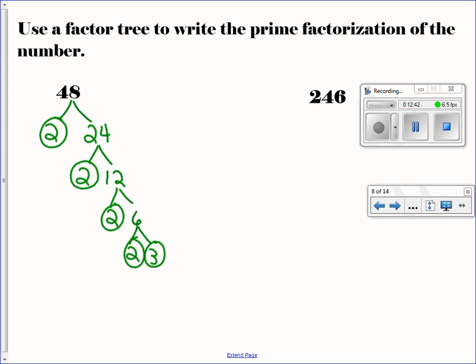So the prime factorization of 48 is going to be 2 to the fourth power times 3, because I have 1, 2, 3, 4 2s and 1 3.